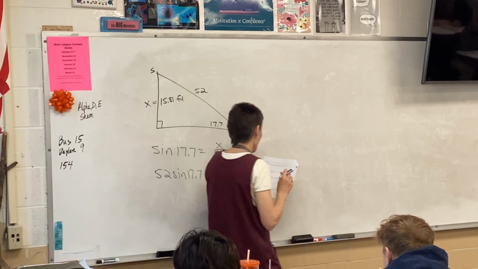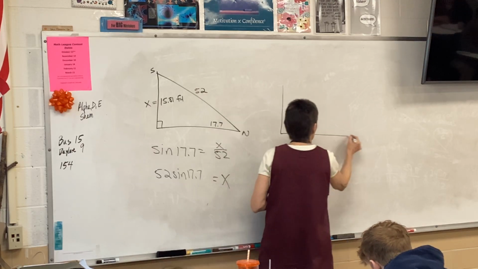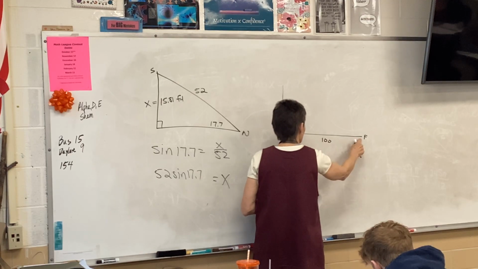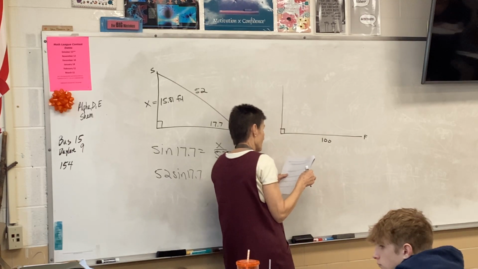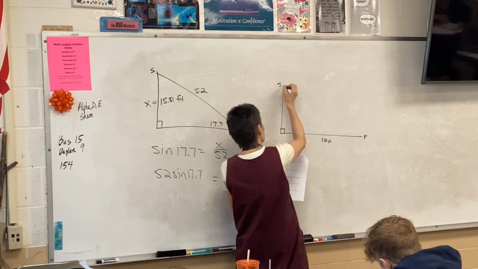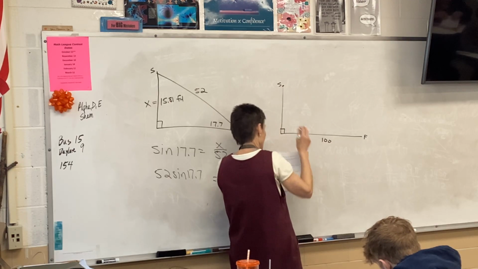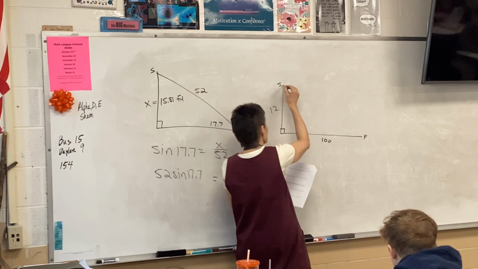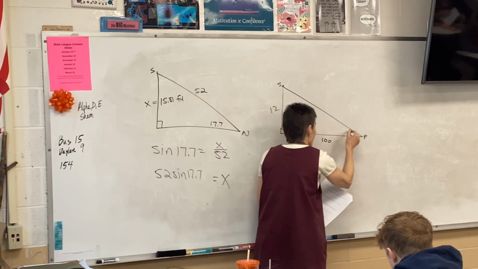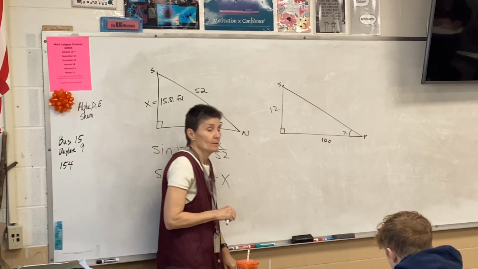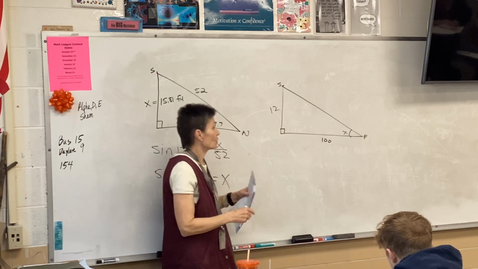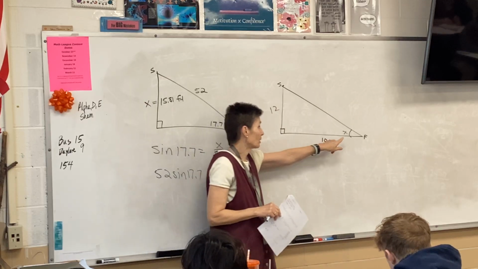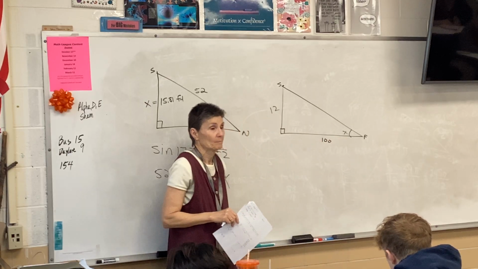A fish in the water, 100 feet from shore. So here's shore, here's the fish. It spots a seagull on a jetty. Here's the seagull up on the jetty. It's 12 feet high. What is the fish's angle of elevation? Remember, our angle is always here, whether it's elevation or depression, we're going to put our angle here all the time.